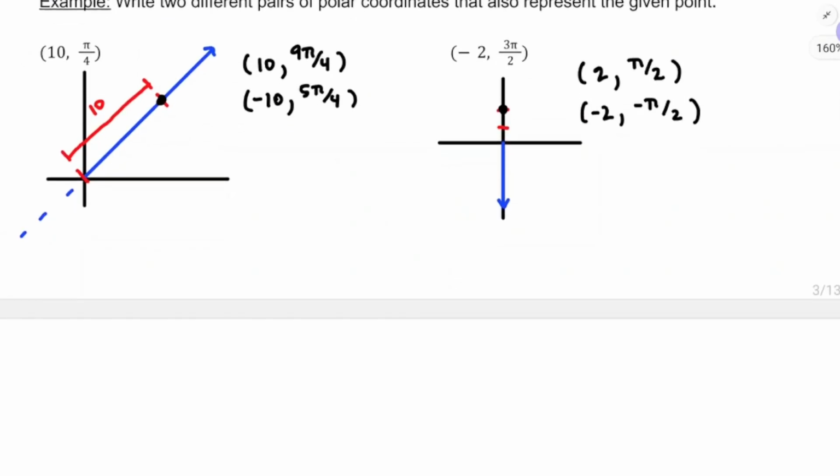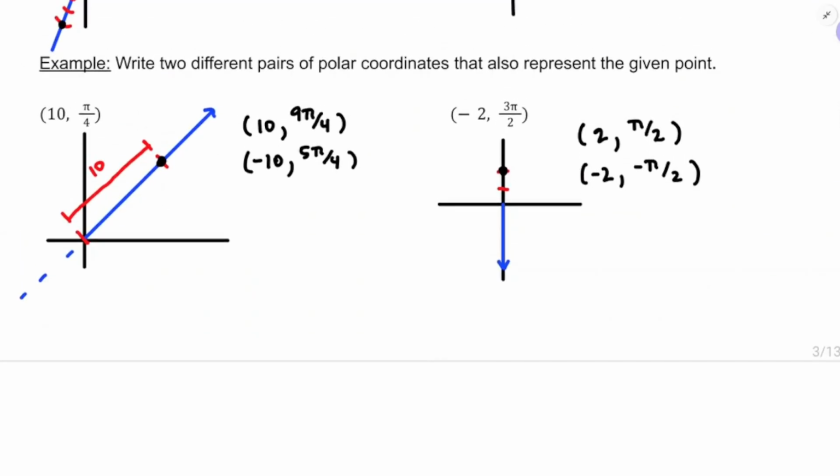Now, I don't want you to think that you can just take a given set of polar coordinates and multiply both of them by negative 1 and get something that's equivalent. That's more of a coincidence about the way that pi over 2 is working.